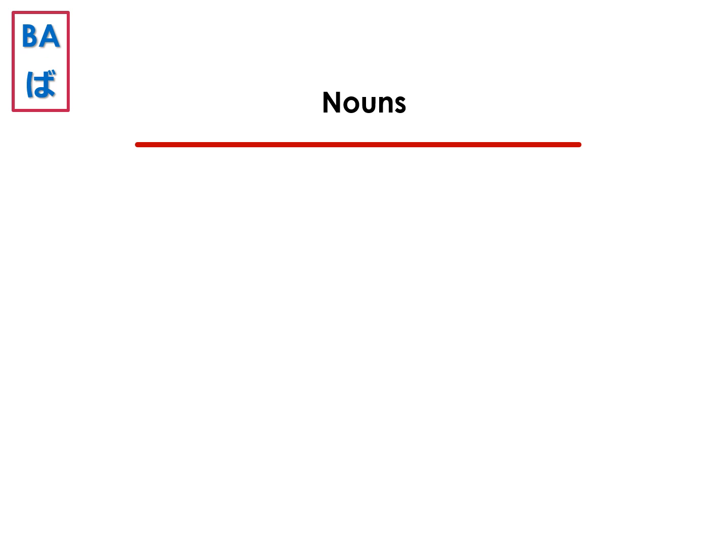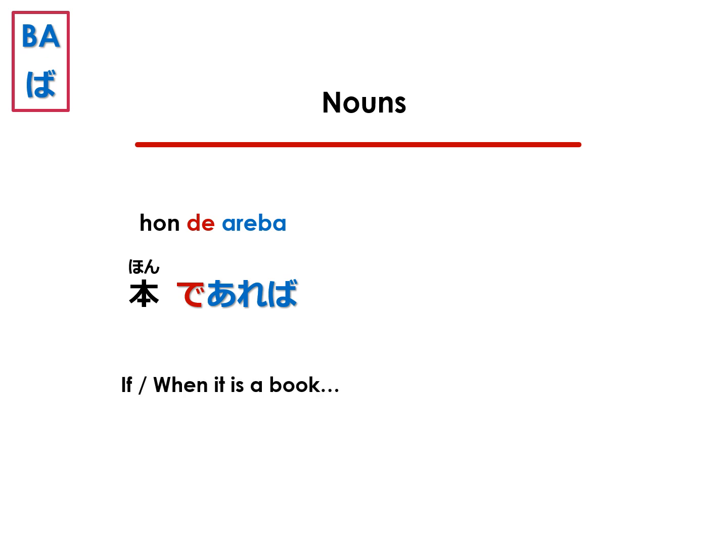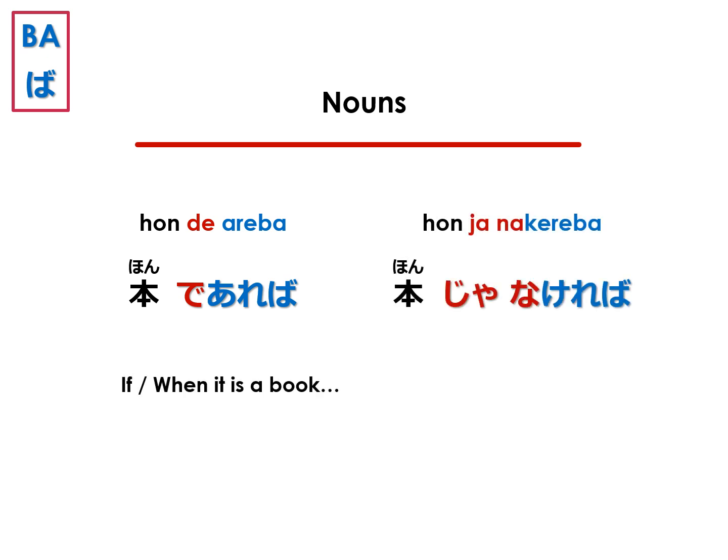And for our noun, we have hon or book. Positive conditional is hon de areba, if or when it is a book. Negative conditional is hon dewa nakereba or hon ja nakereba, if or when it isn't a book.